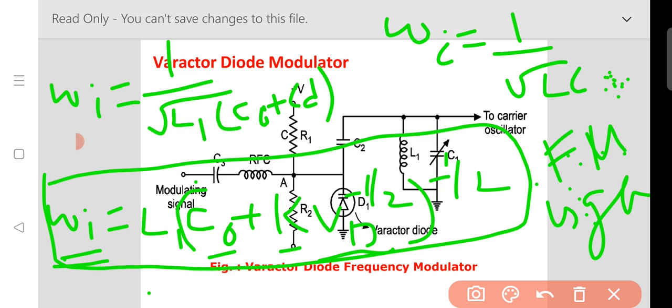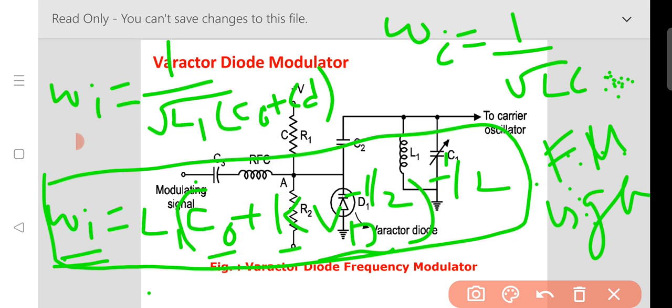First of all, how to generate NBFM? You just go back in that video and observe. There is an integrator, then it goes to the phase modulator. So using phase modulation in the Armstrong method, we generate the FM indirectly. That's why it is called indirect FM, the Armstrong method.